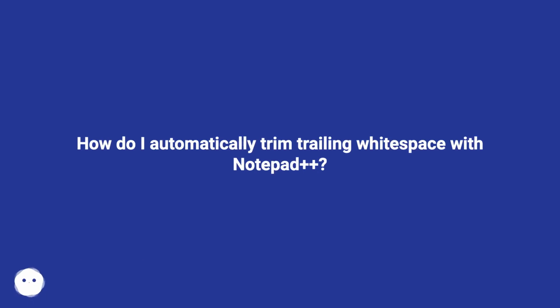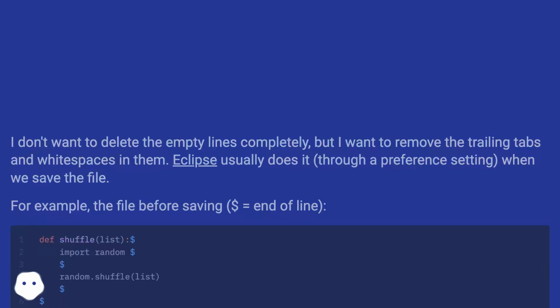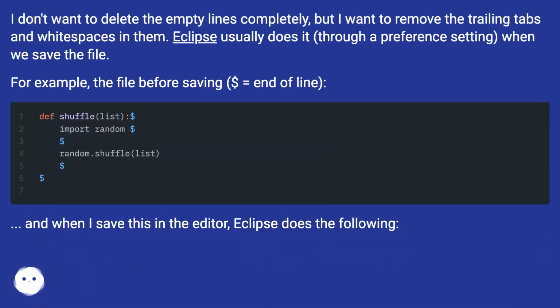How do I automatically trim trailing whitespace with Notepad++? I don't want to delete the empty lines completely, but I want to remove the trailing tabs and whitespaces in them. Eclipse usually does it through a preference setting when we save the file.